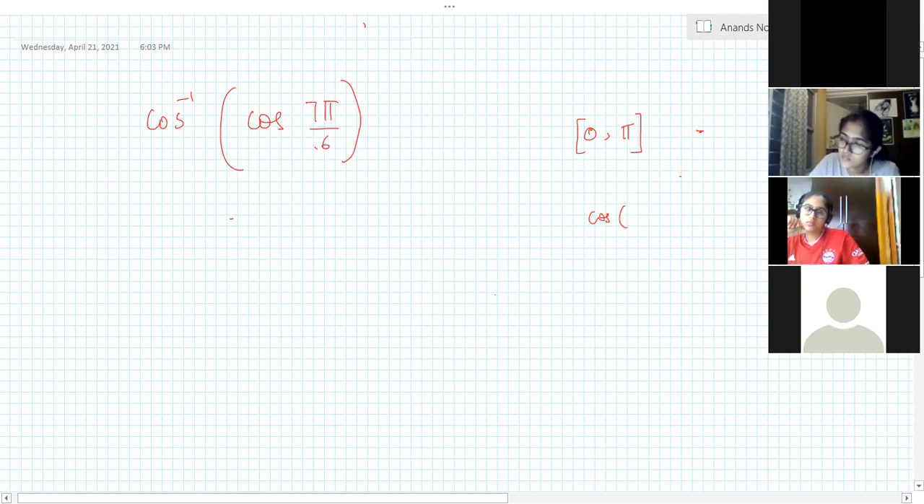See, one thing: cos of 180 minus theta is minus cos theta. Don't get confused with cos of minus theta. Don't do that. Cos of 180 minus theta is going to give you minus cos theta. Some other identity you need.